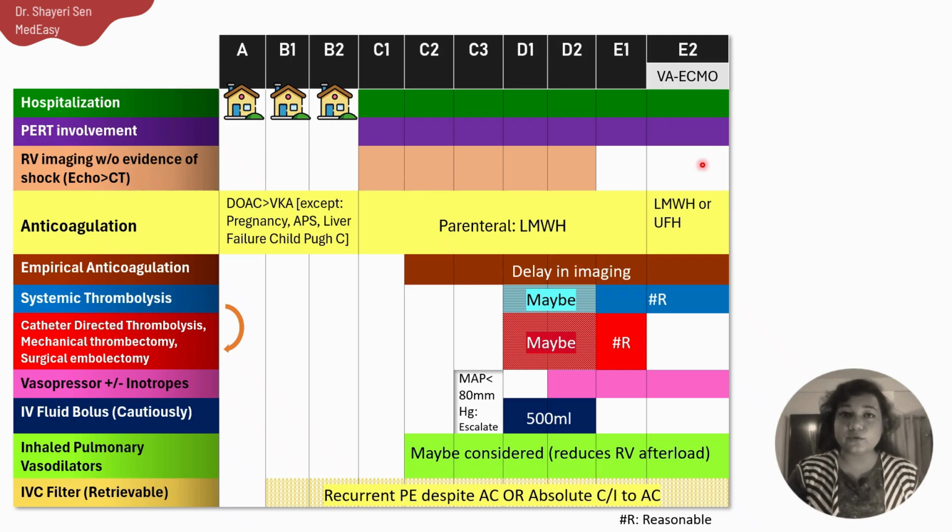Now, in E1 and E2, these patients already have a frank cardiopulmonary shock. So, once the patient already has the disease, there is no point in screening, right? That's why we have not mentioned imaging in these separately, right?